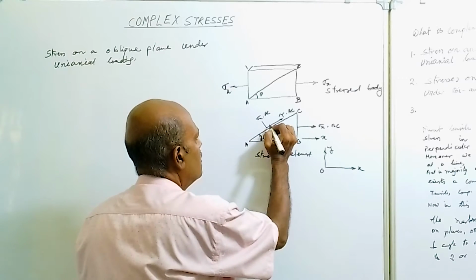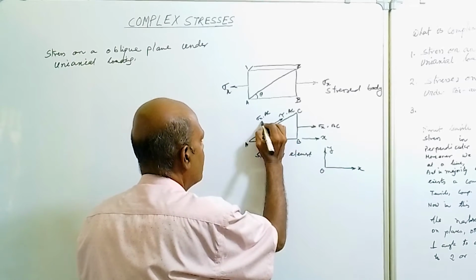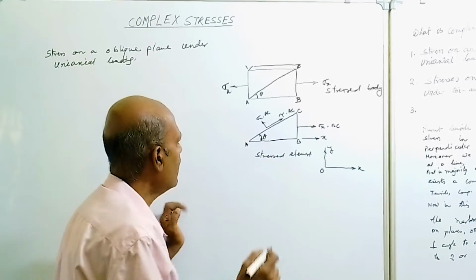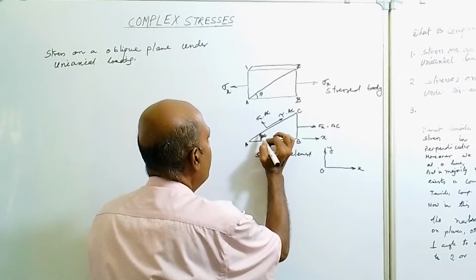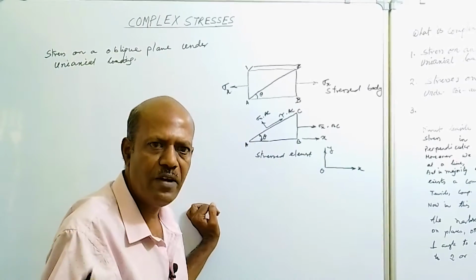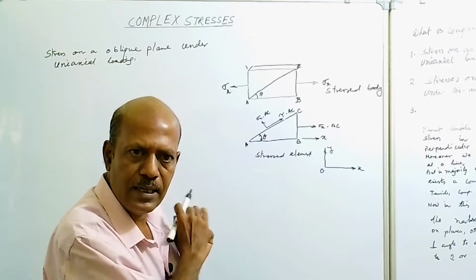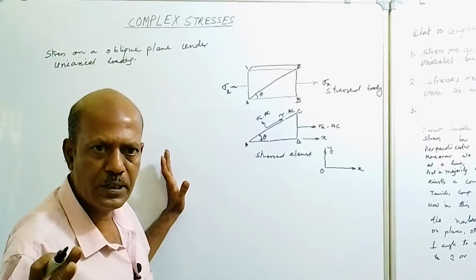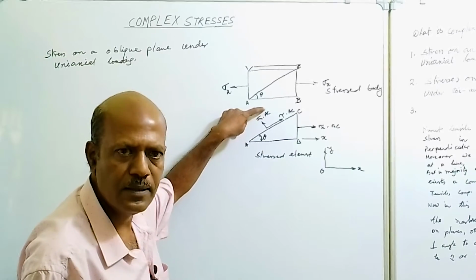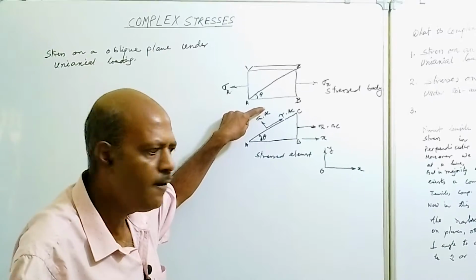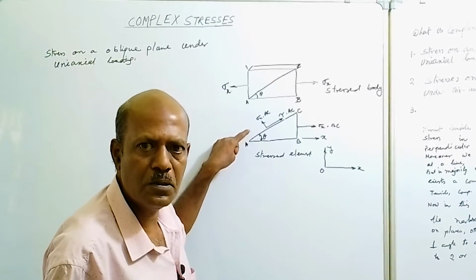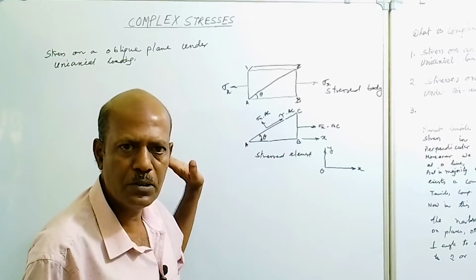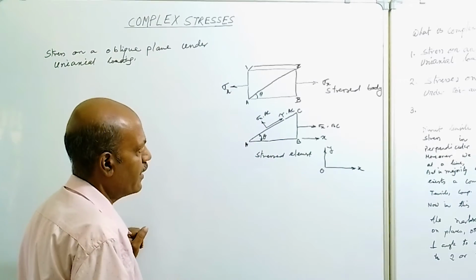There are two stresses acting here, which we don't know, so we will find them out. Two stresses are acting here: sigma n perpendicular to the inclined plane and tau which is acting along the inclined plane. In terms of forces, sigma n into AC is the force acting perpendicular to the inclined plane, and the tangential force acting on plane AC is given by tau into AC. Now we will draw the vector diagram.